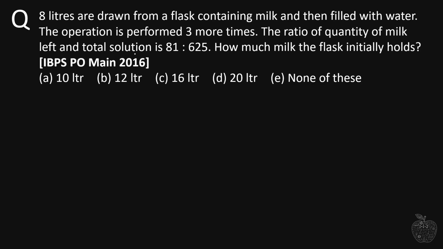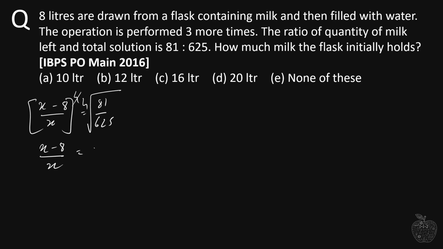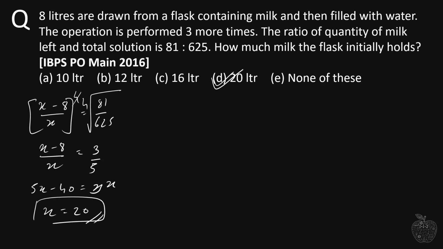Whenever this kind of question comes in the exam, we solve it like this. (x - 8)/x to the power 4 is equal to 81/625. Now we get rid of this power 4 by taking the fourth root. So we get (x - 8)/x is equal to 3/5, and we get 5x - 40 is equal to 3x, and x is equal to 20. This is our required answer. So here option D is the correct one.